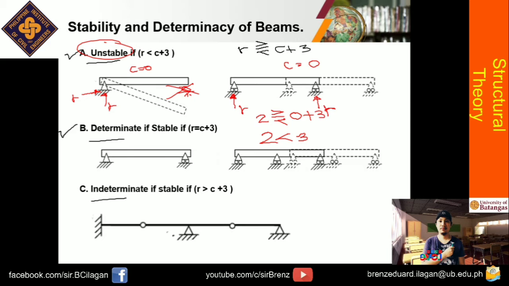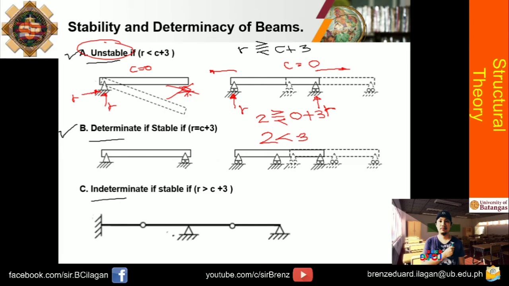So, if you're going to analyze the problem, kung makikita nyo dito, wala kasing horizontal support. So, ibig sabihin, kung magkakaroon lang yan ng kaunting horizontal external load applied, mag-i-slide yung iyong beam, gagalaw siya papunta dito or papunta sa kabila, depende sa applied external load. That's why it is considered unstable.